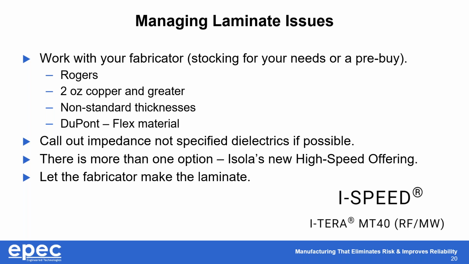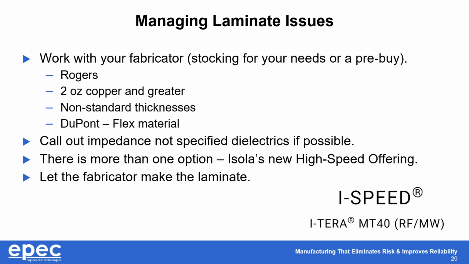Another thing is that there's more than one option. Isola has come out with a new high-speed offering that is really competitive with Rogers in terms of their values, everything from Dk to the way that they're doing the cross weaves, and they're more readily available. So there's a lot of different options out there now that many of our customers aren't even aware of. Even on some of the laminates that are manufactured in Asia, they've come out with some new high-speed product that is a lot more available. So that's one way to work with your fabricator: ask them what other options are out there.